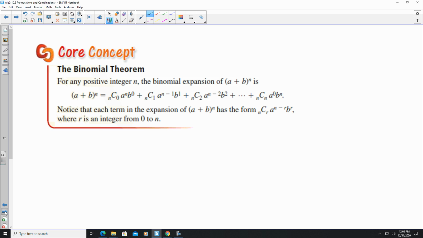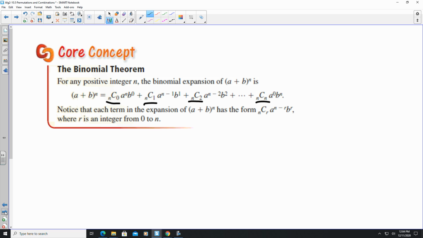The last concept that we're going to look at in this section is being able to use the binomial theorem. Okay, so it says for any positive integer n, the binomial expansion of a plus b, raised to some power n, can be used with respect to different combinations. All right, so here you can use the values of these as your coefficients, which come from Pascal's triangle.